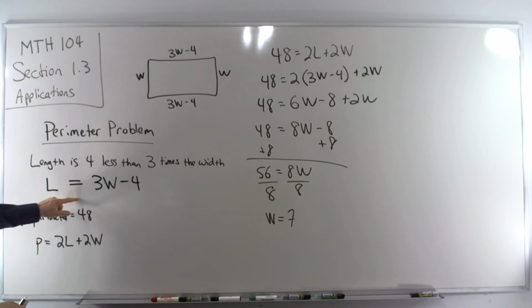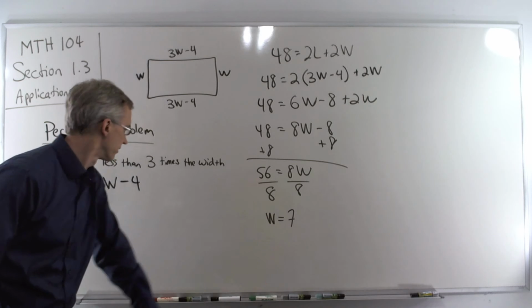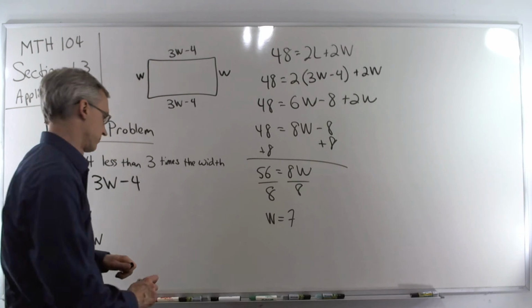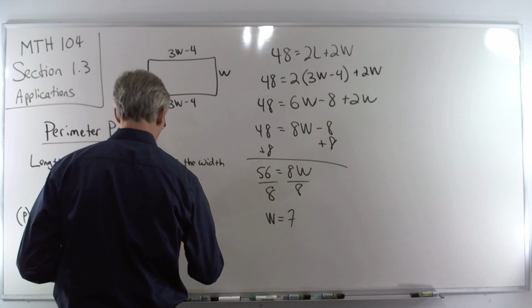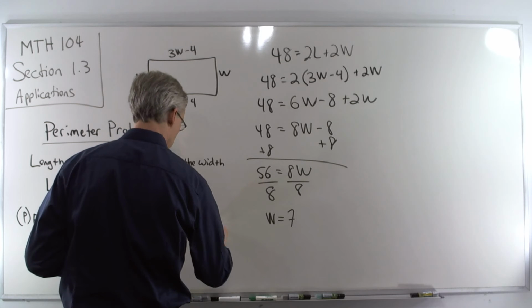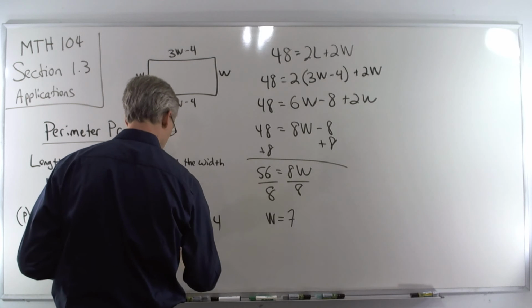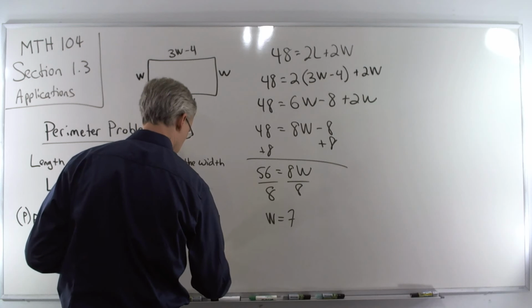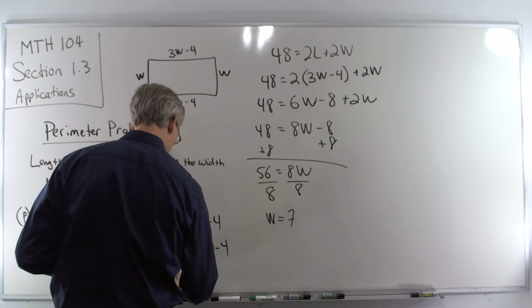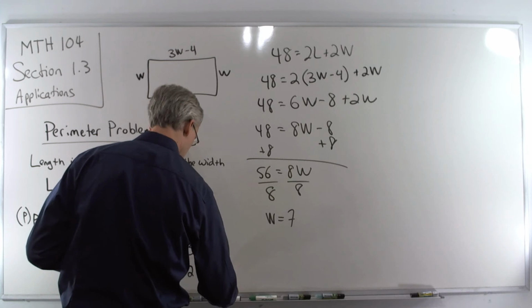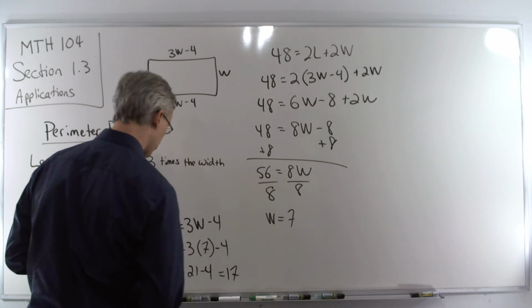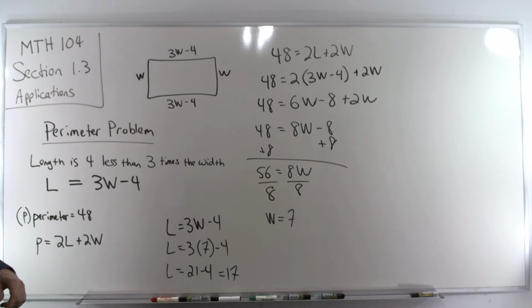All right, now we've got this equation all set up. So I can find the length by plugging in 7 for W. That gives us 17 for the length.